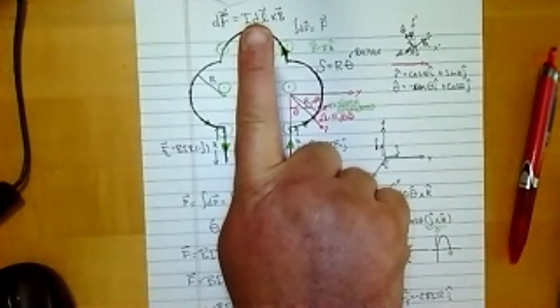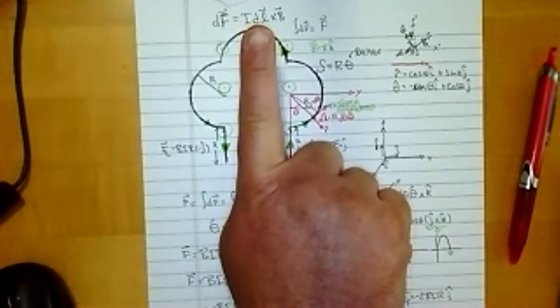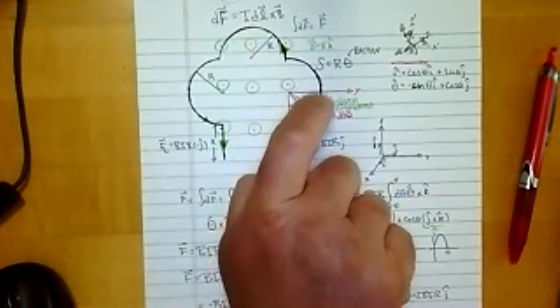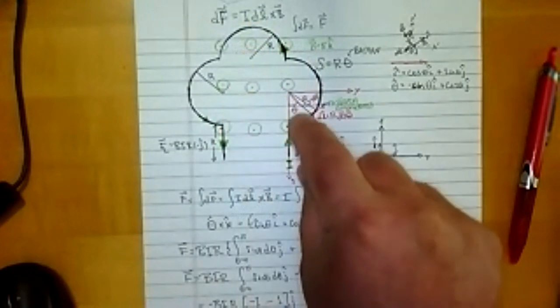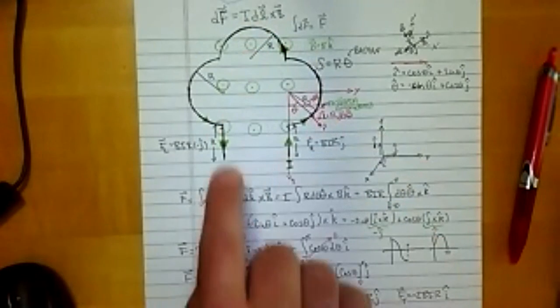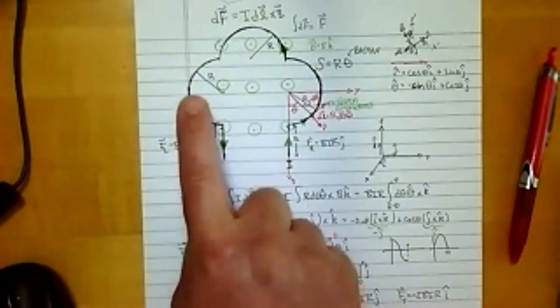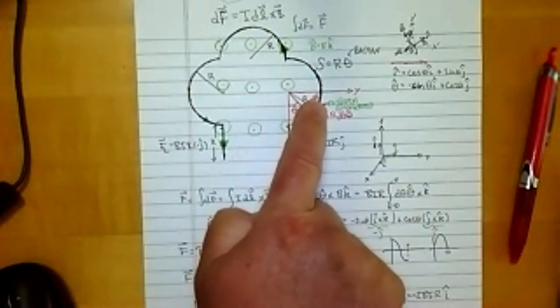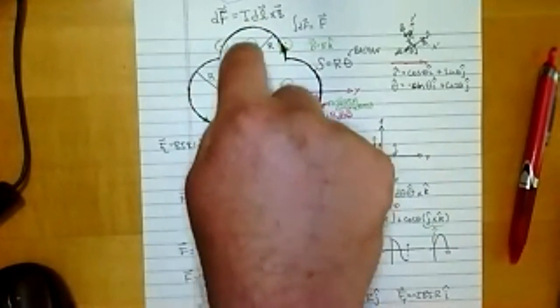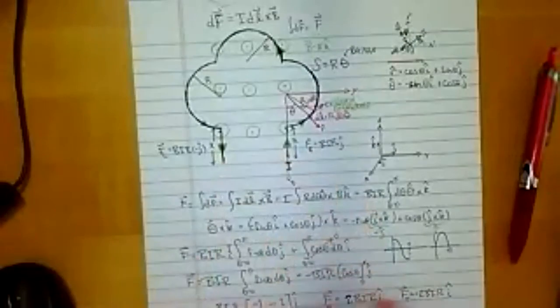2 times B times I times R, where B is the strength of the magnetic field that it's immersed in, I is the current going through it, and R is the radius of these little semicircles, which also happens to be the length of these little legs. But it turns out this one and this one canceled each other out. This force and this force canceled each other out. The only one that really mattered was this one, which was pulling us upward.